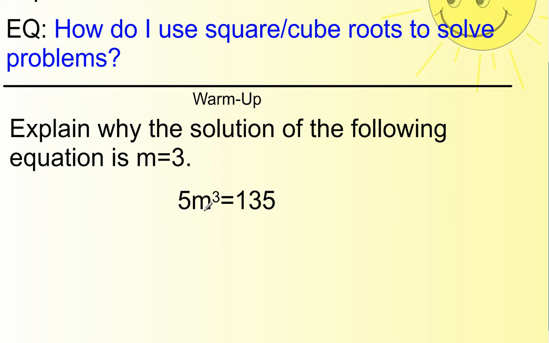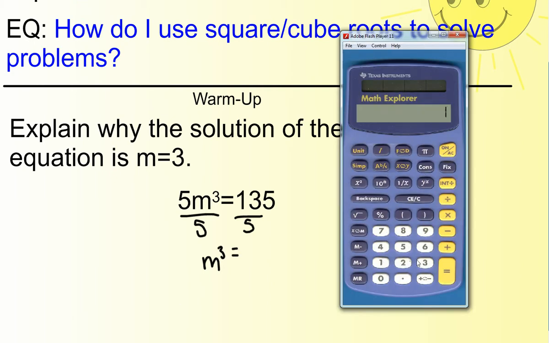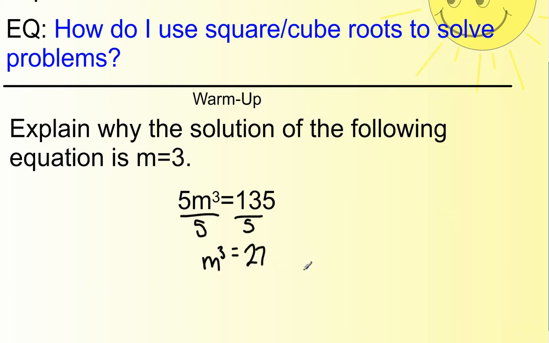Well, if you remember a little bit about solving equations, probably the first thing most of you might have tried is divide both sides by 5. Okay, so you get m cubed equals, let's see, 135 divided by 5 equals 27. So why is m cubed equal to 27? How do we know that m is 3?